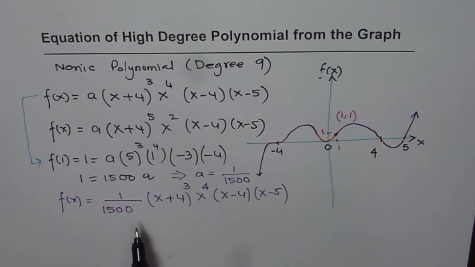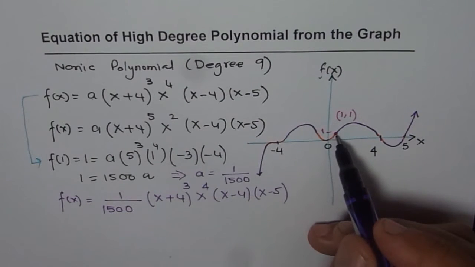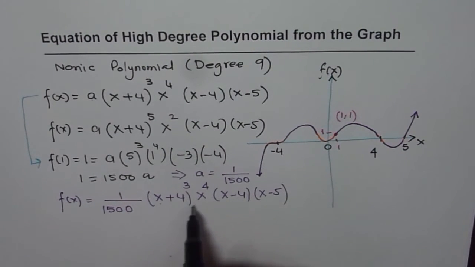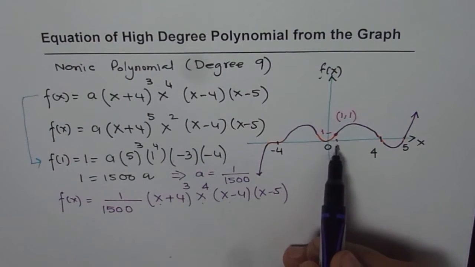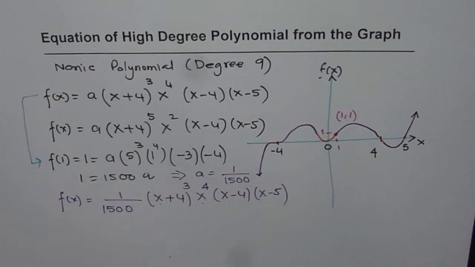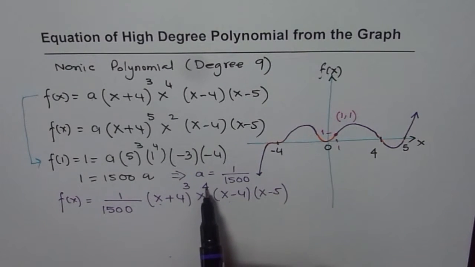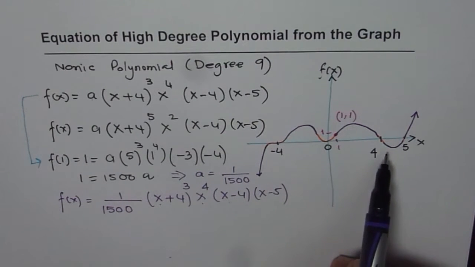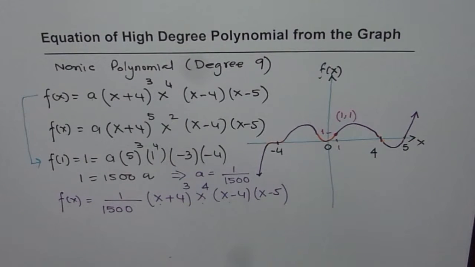So that becomes a specific function if we know the point. The x value of 1 was placed here, and f(x) = 1 was placed there to find the value of a. So we get one possible nonic polynomial, degree 9 (1, 2, and 4, 6, and 3, 9), which will satisfy this particular graph. Now I hope you understand a couple of things with this.